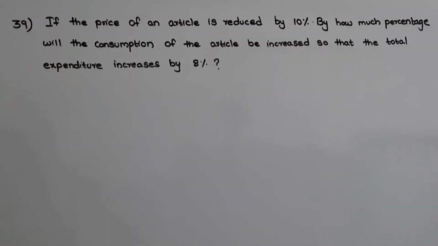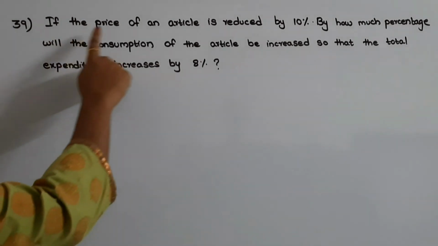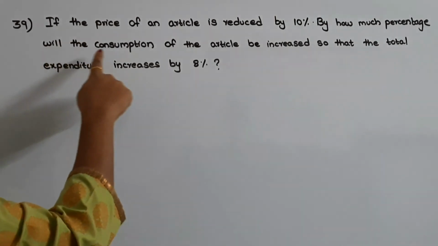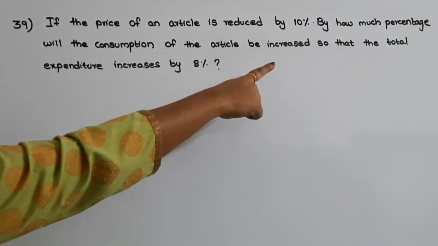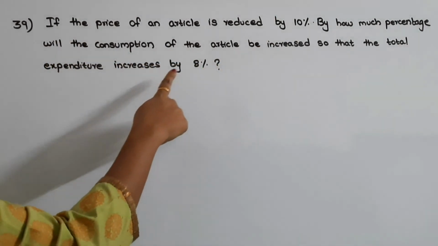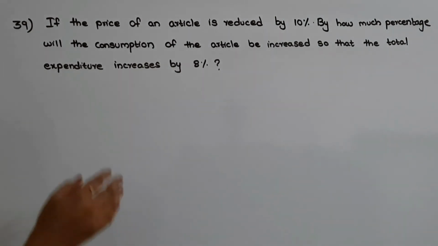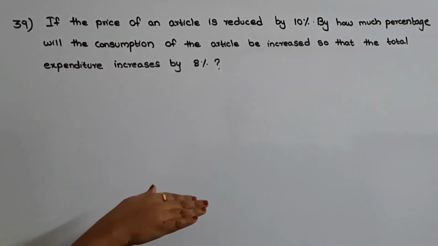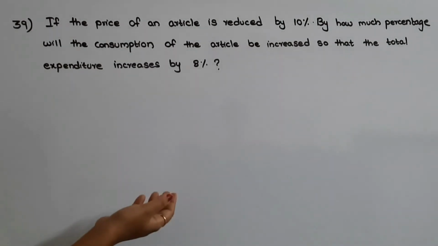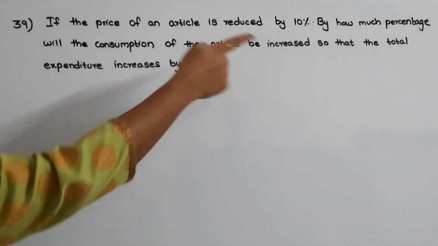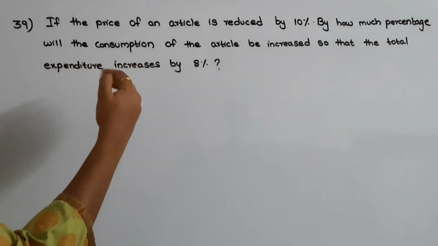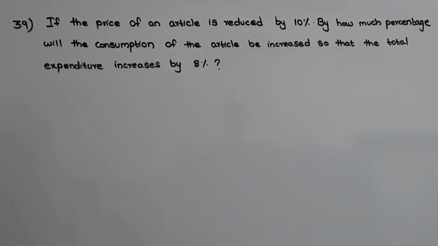The next question is, if the price of an article is reduced by 10%, by how much percent will the consumption of the article be increased so that the total expenditure increases by 8%? So in this question they are telling that the price of an article is reduced by 10%. We need to find out by how much percentage the consumption is to be increased so that the expenditure increases by 8%.